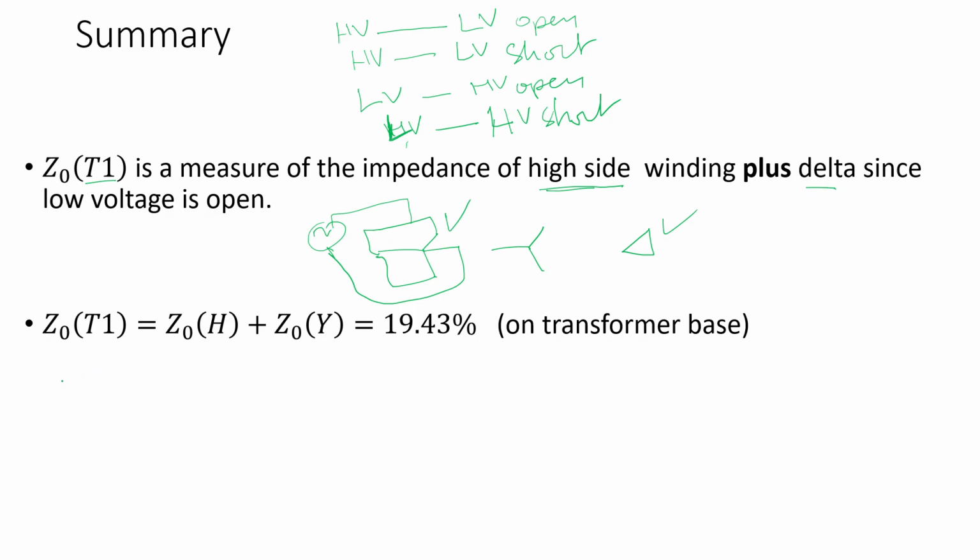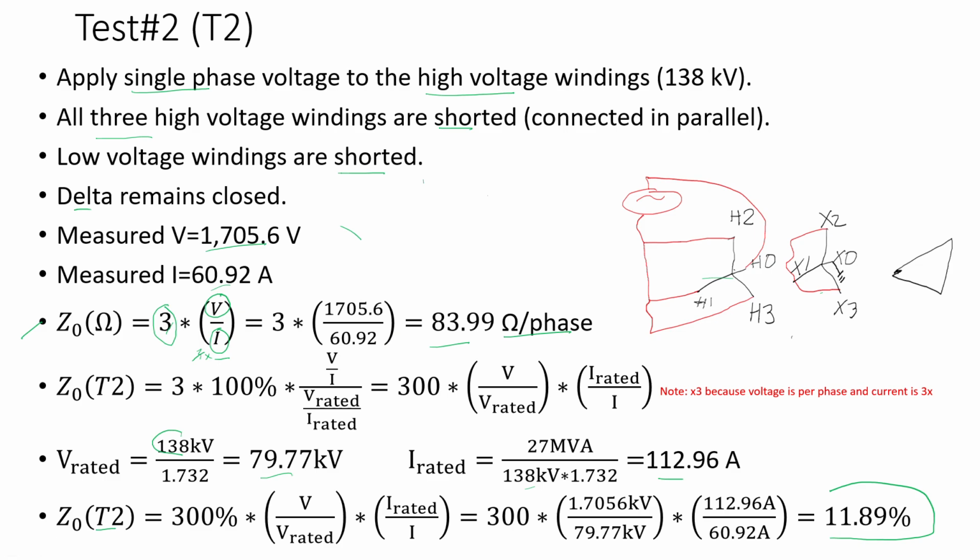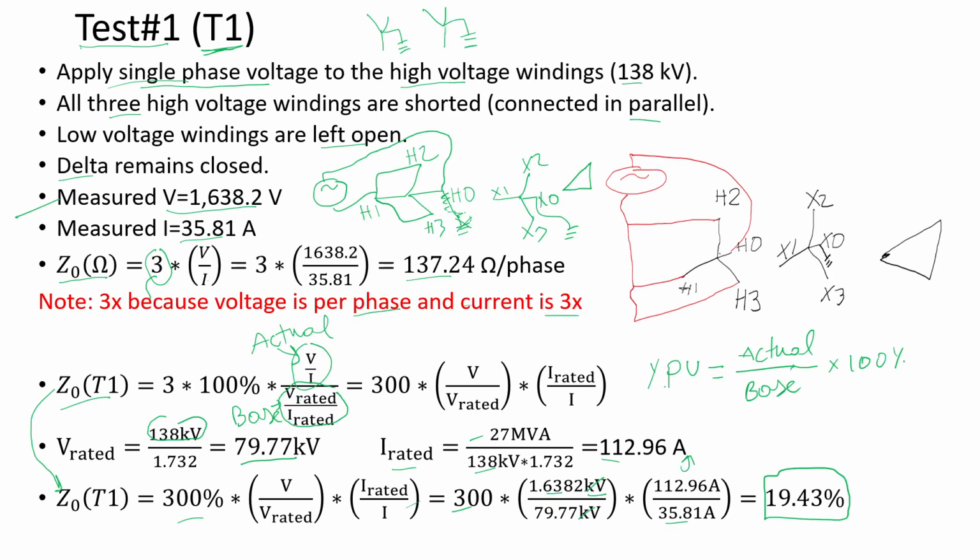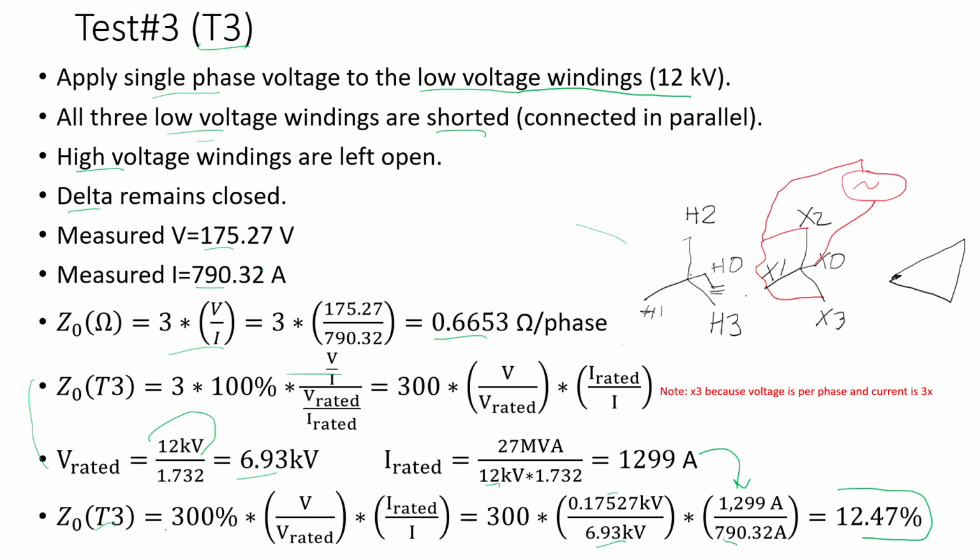In other words, we can write the zero sequence obtained from test 1, T1 is just test 1, is the zero sequence of the high side, H is the high side, plus the zero sequence of the Y is the delta or the stabilizing winding, and this is the number. This is what I calculated in the previous slide from test 1. Basically, it's this number here. So I'm just summarizing.